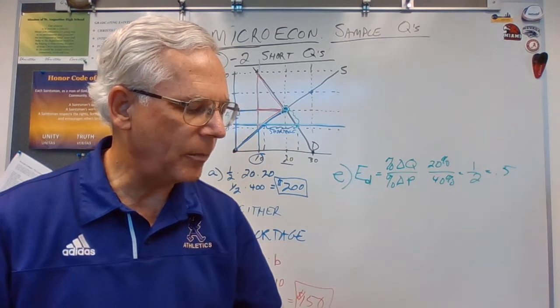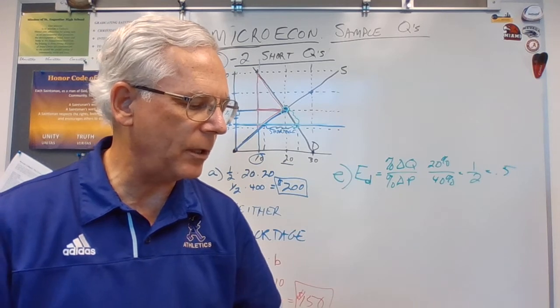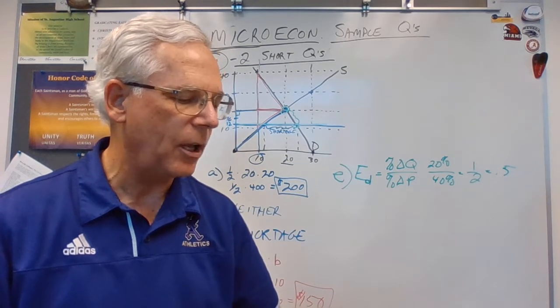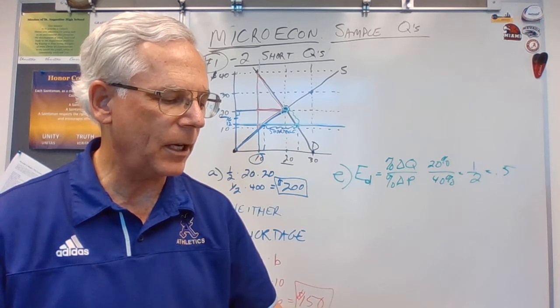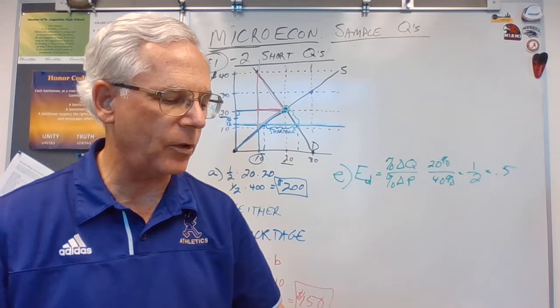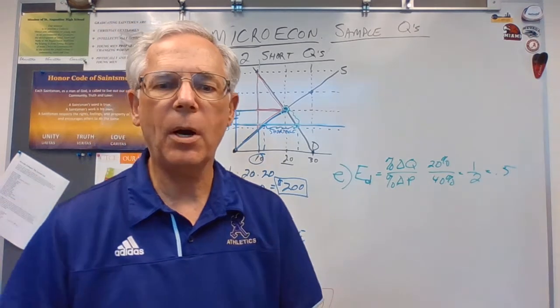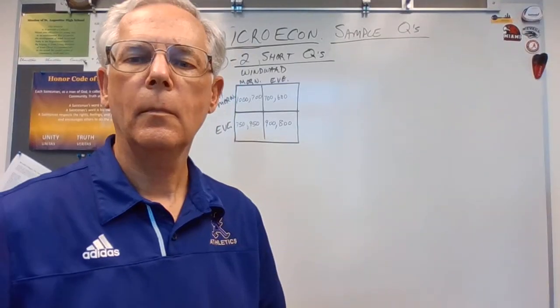In this range is demand perfectly elastic, relatively elastic, unit elastic, relatively inelastic, or perfectly inelastic? Well, it's less than 1, so it's relatively inelastic. Why? Because E is less than 1. Now that's the first part of this. I'm going to put it on pause and do the second part.